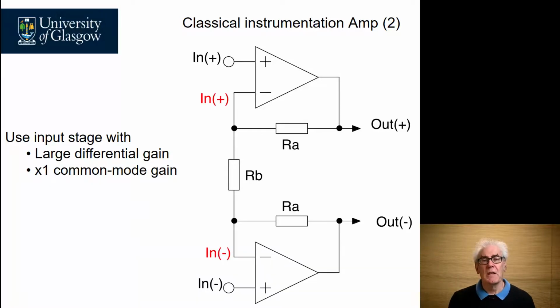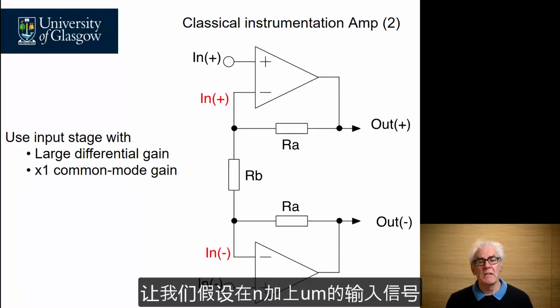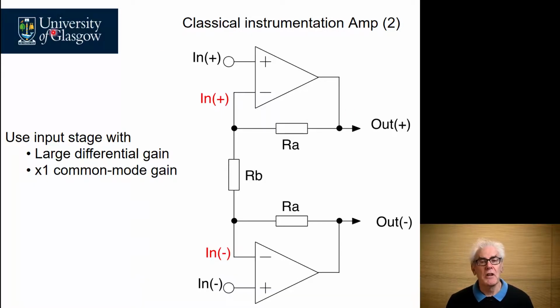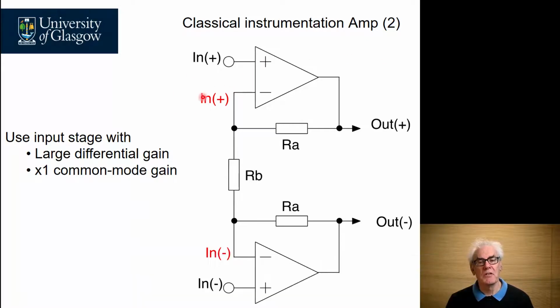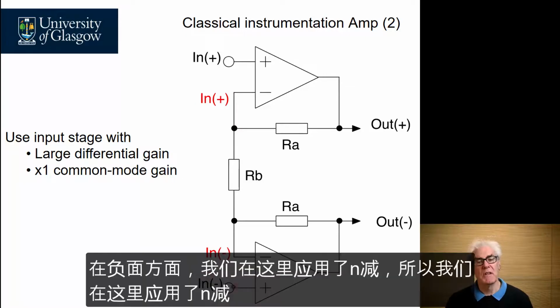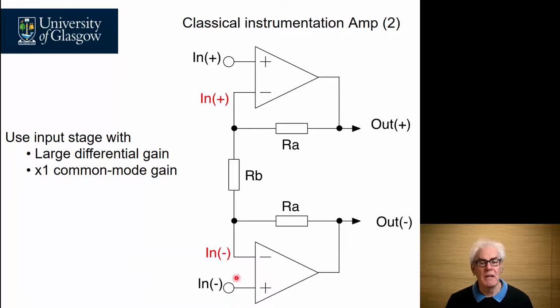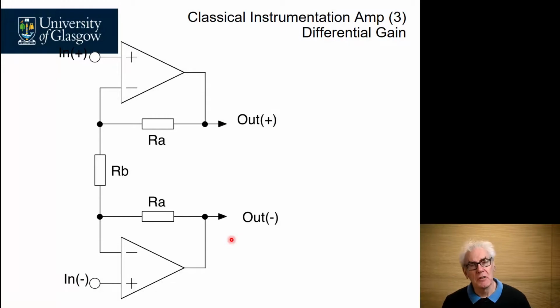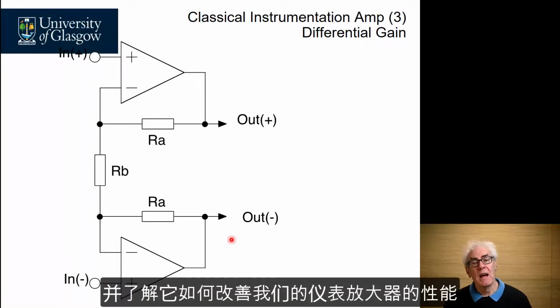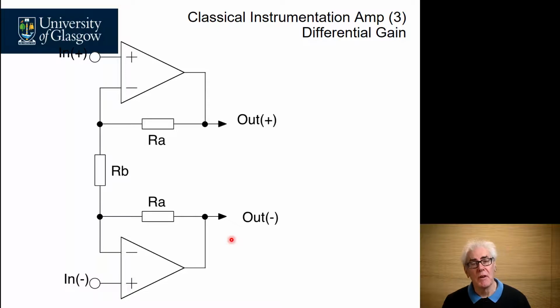So doing some analysis around this circuit, if we have an input signal at in plus, which is up here, then because we have a perfect op amp, we have in plus superimposed here, and similarly on the negative side we have in minus applied here. Let's start doing the analysis of the differential gain of this buffer amplifier and see how it helps the performance of our instrumentation amplifier.